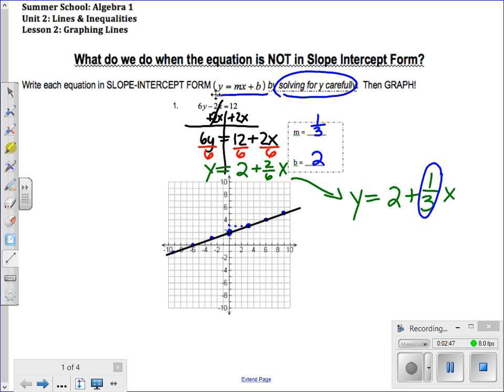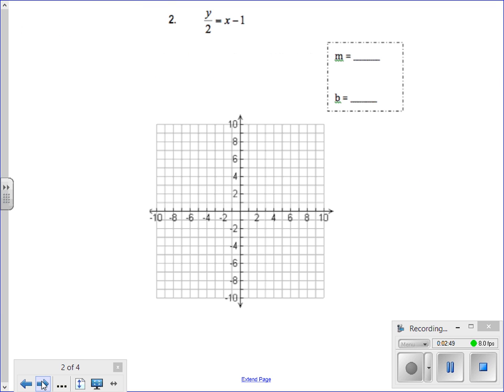Let's look at example 2. I start with the equation this time, y over 2 equals x minus 1. I always start with drawing my line right down the middle. Now there's actually only one step involved in getting y by itself. Since 2 is in the denominator, that's really y divided by 2. And we talked in Unit 1 about how the opposite of dividing is multiplying. So I end up having to multiply both sides of the equation by 2.